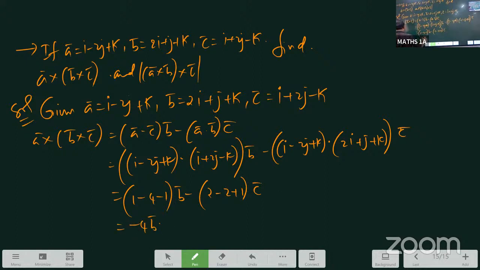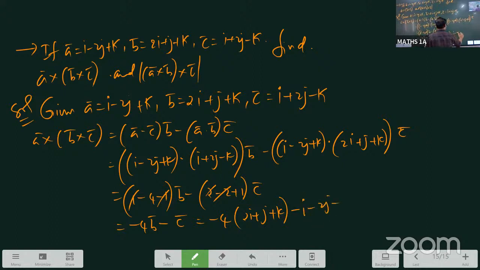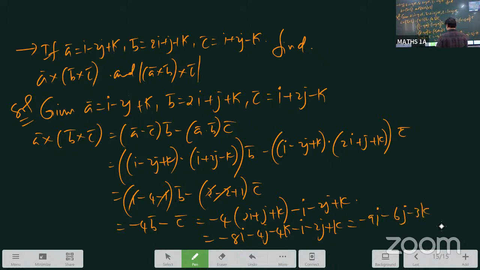This is minus 4b bar minus c bar, plus sign gets cancelled, minus 1 plus, okay? That is nothing but minus 4 into, what is b bar? 2i plus j plus k. Minus, what is c bar? That is minus i minus 2j plus k. That is minus 8i minus 4j minus 4k minus i minus 2j plus k. That is nothing but minus 9i minus 6j minus 3k.